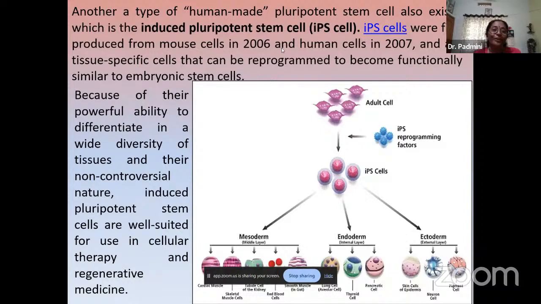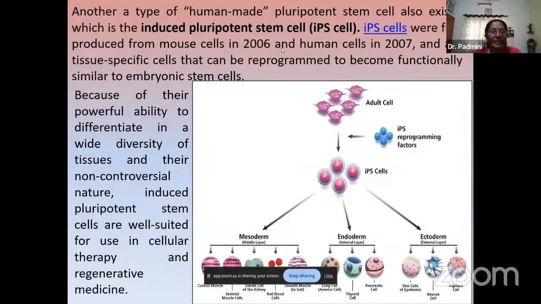That is called an induced pluripotent stem cell. As I said, this is growing very fast, and this is the one people prefer nowadays. The ethical committee prefers this because you're not going to use embryos to form the stem cells. So induced pluripotent stem cells are the next big thing that is going to occur in our future, because they are going to be functionally similar to embryonic stem cells. That's why they are of very much importance.